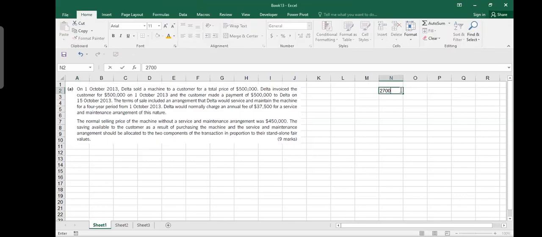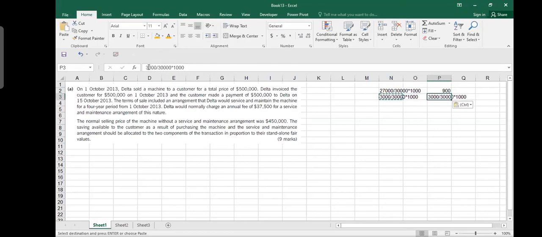I should be splitting 27,000 divided by 30,000 multiplied by the 1,000 discount. This much of the discount should go to the car. And for the 3,000 service warranty, the total is 30,000 multiplied by 1,000. So this much of the discount should be charged to the service warranty. So the discount you give on the car will become $900, and $100 discount should go to the service warranty.